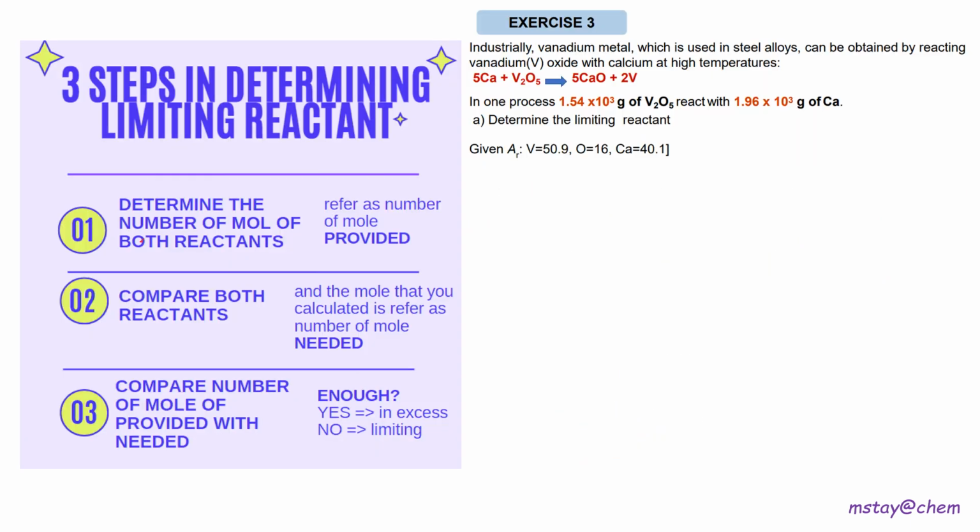Okay, let's continue with the last part of this video, which is related to determining the limiting reactant. Basically, there are 3 steps. By looking at this question, exercise 3 in your notes, here you are given a chemical equation and then you are given 2 values of mass. Basically, the mass given in the questions is referring to the number of moles provided.